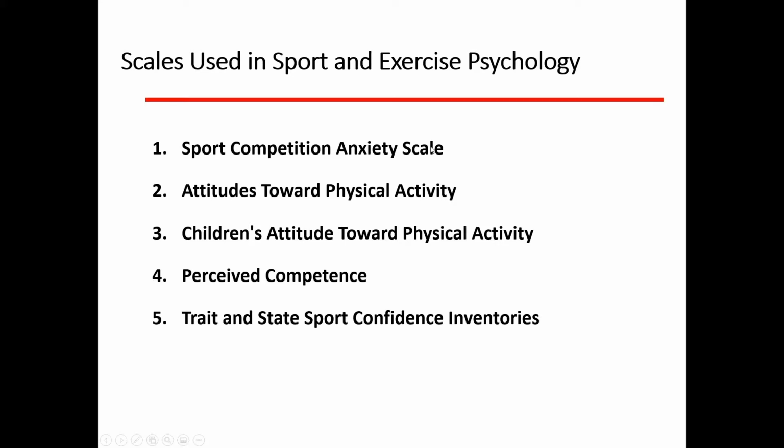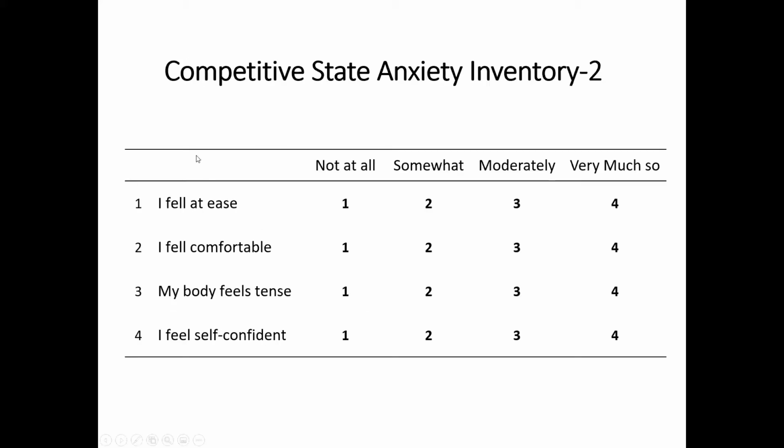So we could use some different types of scales or tests, like the sport competition anxiety scale, attitudes towards physical activity, children's attitude towards physical activity, perceived confidence, and trait and state sport confidence inventories. These are all example scales that are used to measure these psychological traits and states. So our competitive state inventory looks at, I feel at ease in this situation. I feel comfortable. My body feels tense. I feel self-confident. This can tell you within that situation how that athlete feels.